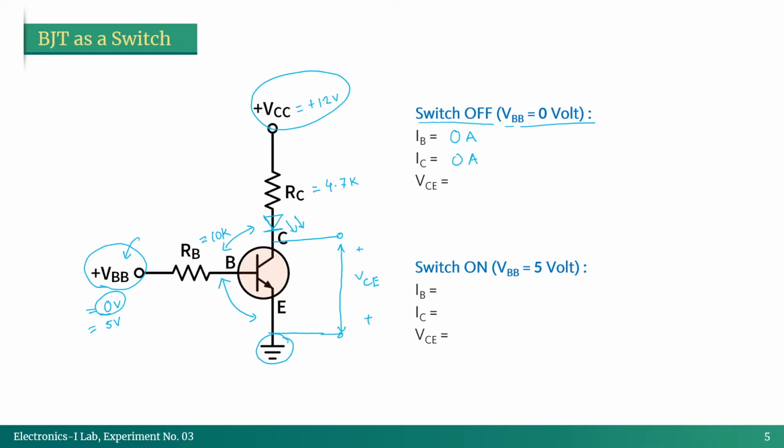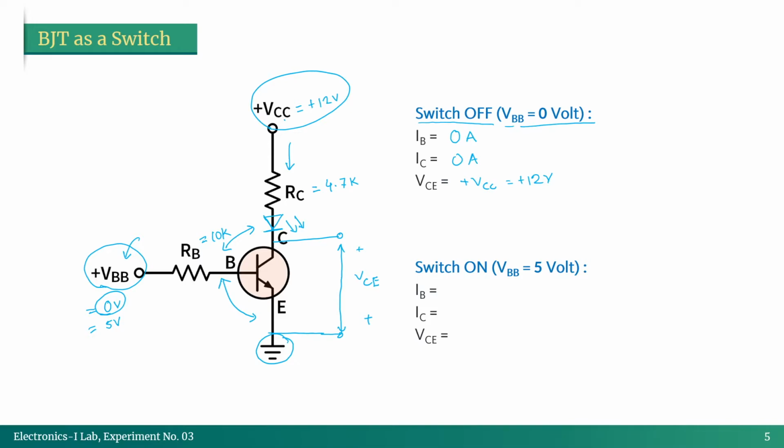So what should be that? As our whole transistor is turned off, no current should be flowing through here, no current should be flowing through our RC resistor. That's why whatever value that is available at the VCC should be directly coming through here. So we can say VCE is equal to plus VCC, or plus 12 volt for our case, right?